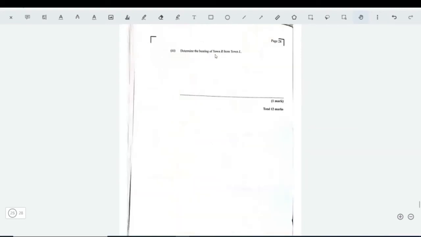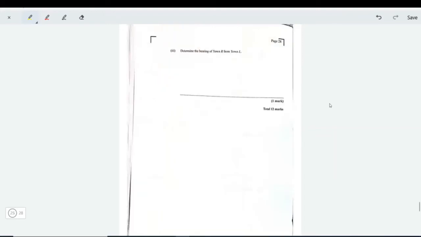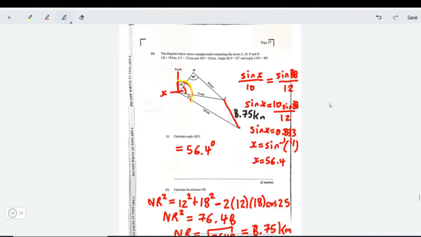Now it says determine the bearing of town R from town L. From town L, this is the point L. So we're going all the way around here. Notice, bearing of R from L. Here is the north. They even give the north line for us. So R from L, it's all of this angle here. Let me put it in yellow. So it's going to be 50 degrees plus X plus 25. So in that case, the bearing is going to be 50 degrees plus X, and X was 56.4.